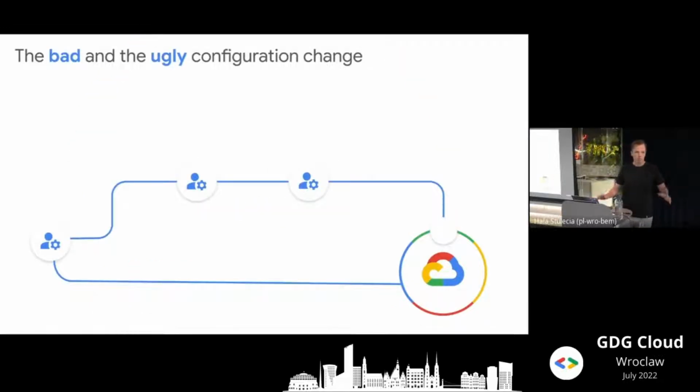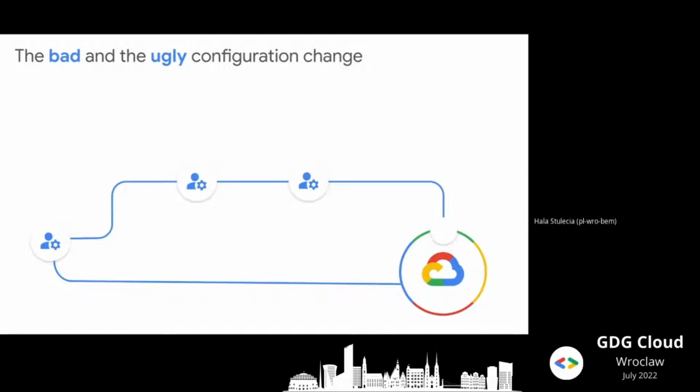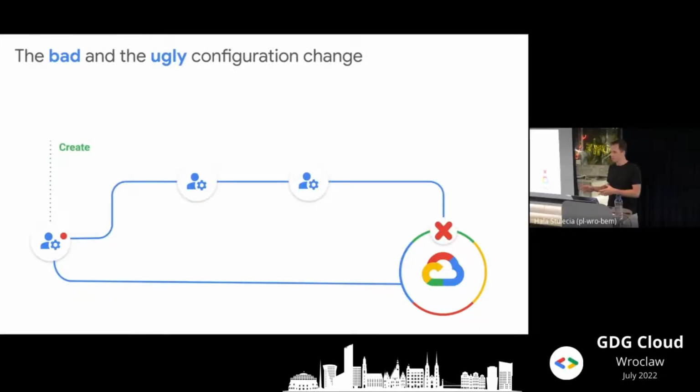Let's think about a bad configuration change in your environment. I've divided the life of the configuration change into 3 stages. Stage 1, the configuration is created and it's causing some issues in your environment. Stage 2, the issue is discovered. And stage 3, the problem is troubleshot and ideally it's fixed later on and your environment is working just fine.